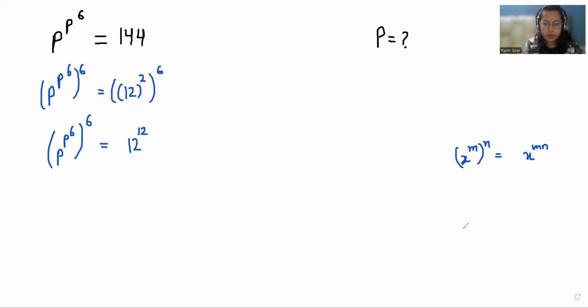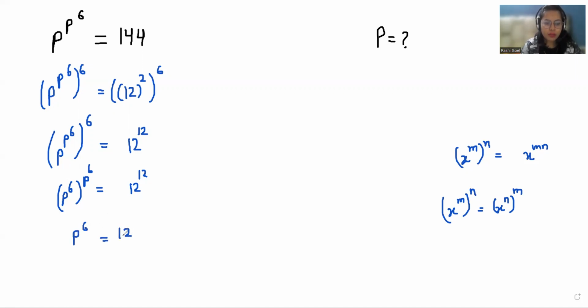Now, according to exponent rule, x power m power n, we can write it as x power n power m. So we can write it as p power 6 whole power p power 6 is equals to 12 power 12. Now if we compare both sides, we get p power 6 is equals to 12.